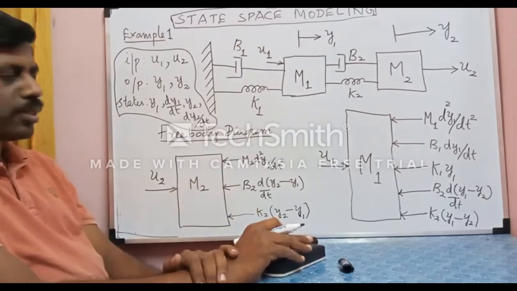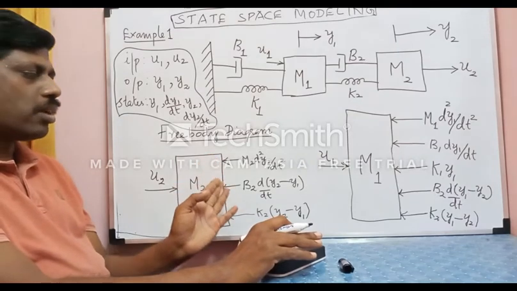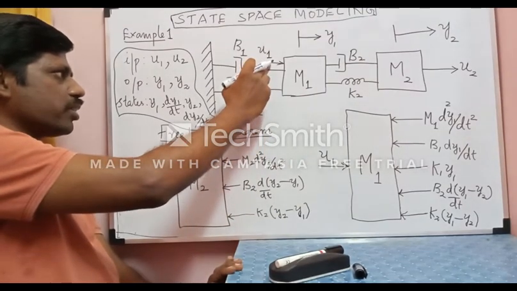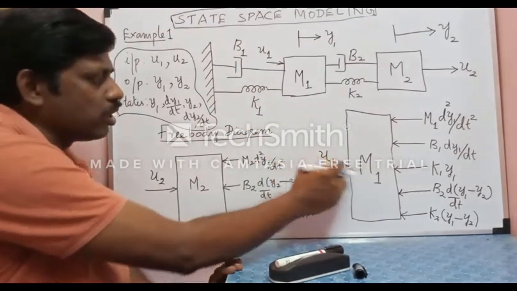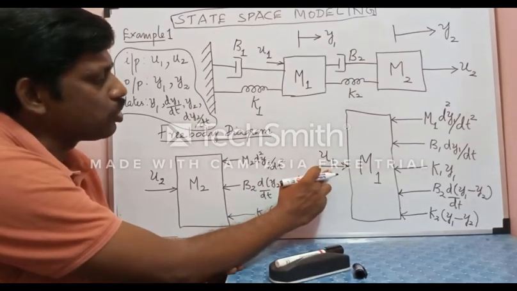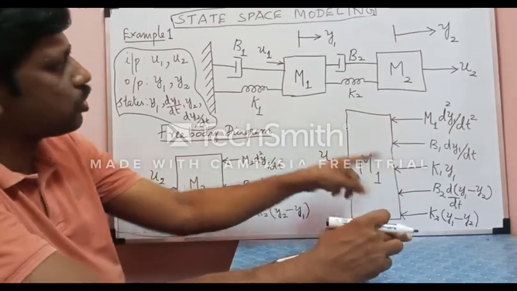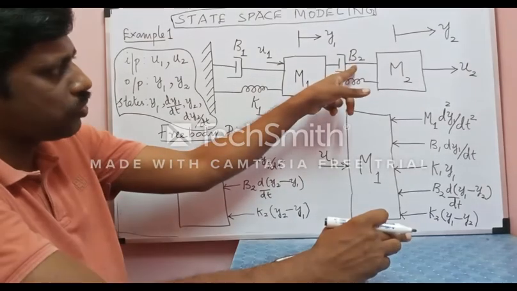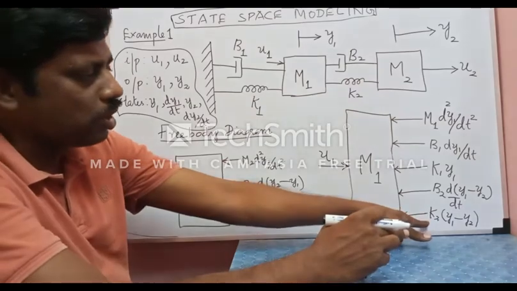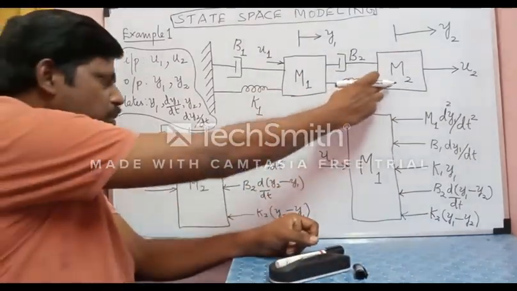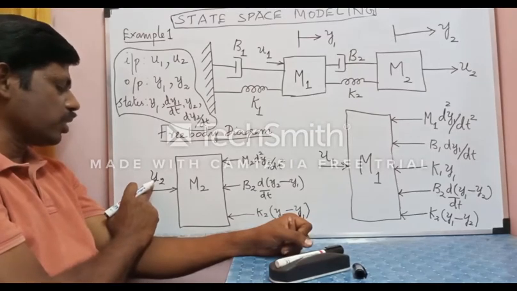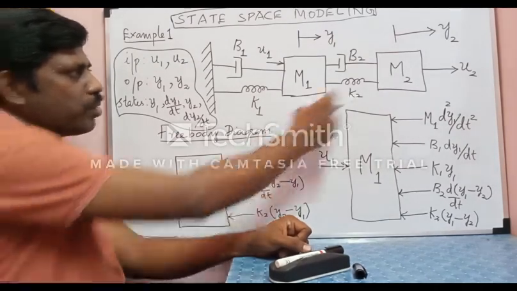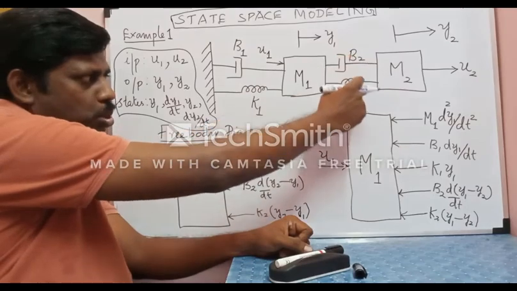For any mechanical translation system, what we do is we draw the free body diagrams. So if you take the mass m1, the applied or the exciting force is u1, and these are the reaction forces: reaction force due to m1, b1, reaction force due to k1, reaction force due to b2, and reaction force due to k2. And similarly, for the mass m2, the applied or the exciting force is u2, and the reaction forces are due to mass m2 and b2 and k2.